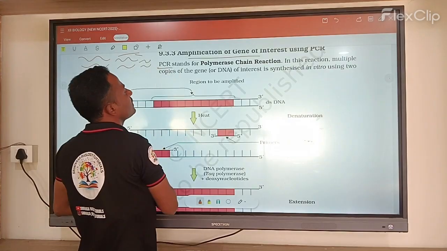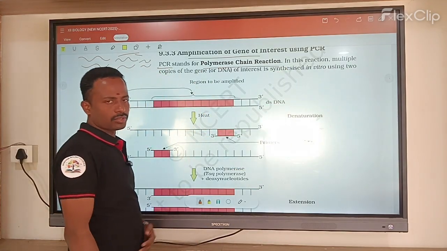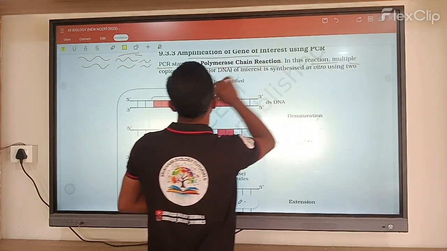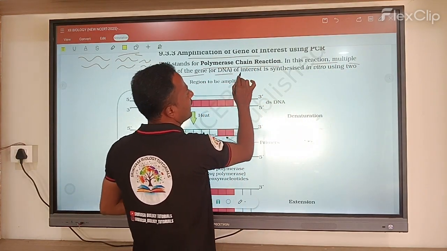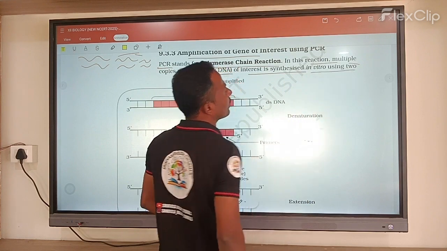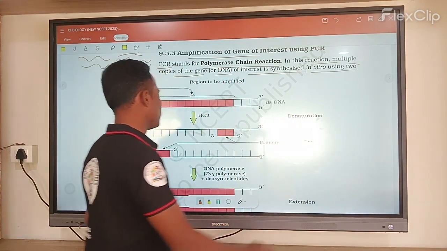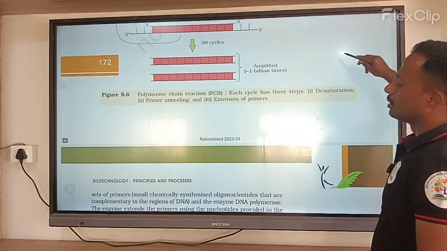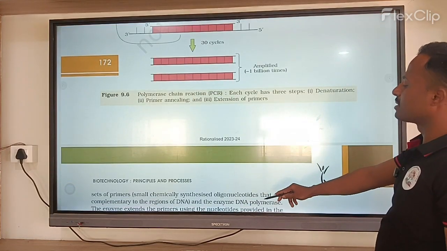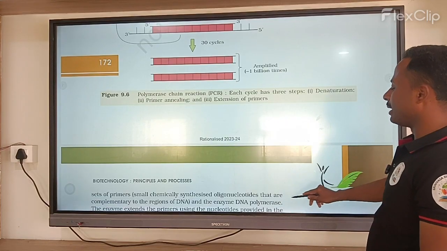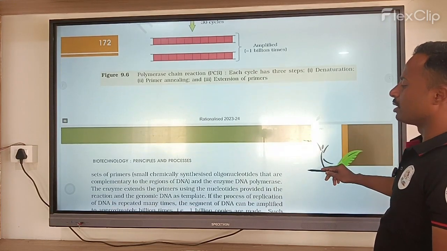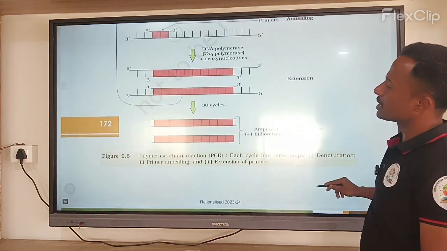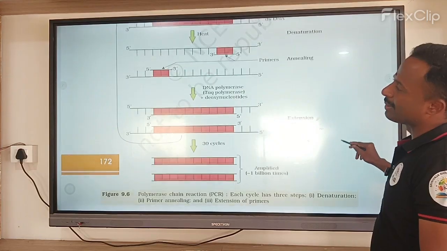Here PCR stands for what? Polymerase chain reaction. In this reaction, multiple copies of the gene or DNA insert are synthesized in vitro using a set of primers, small chemically synthesized oligonucleotides that are complementary to a region of the DNA, and the enzyme DNA polymerase.